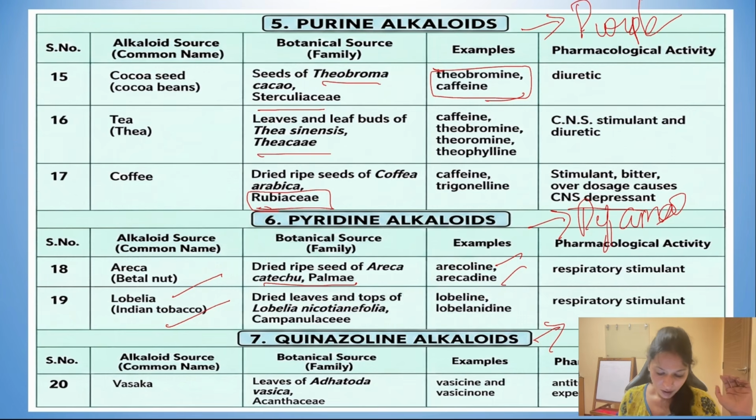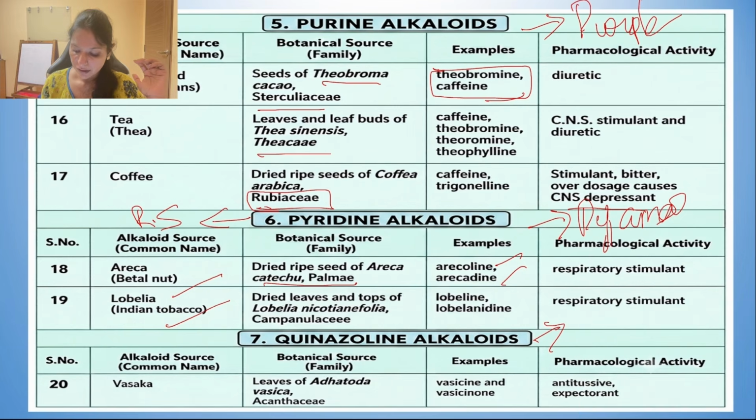And coming to another one, lobelia, as mentioned, that is the Indian tobacco. These are tobacco leaves. We already know that tobacco comes from the leaves. So, dry leaves and tops of Lobelia nicotianifolia, belonging to the family Campanulaceae. The active constituents are lobeline and lobelinidine. And here these two act as respiratory stimulants.